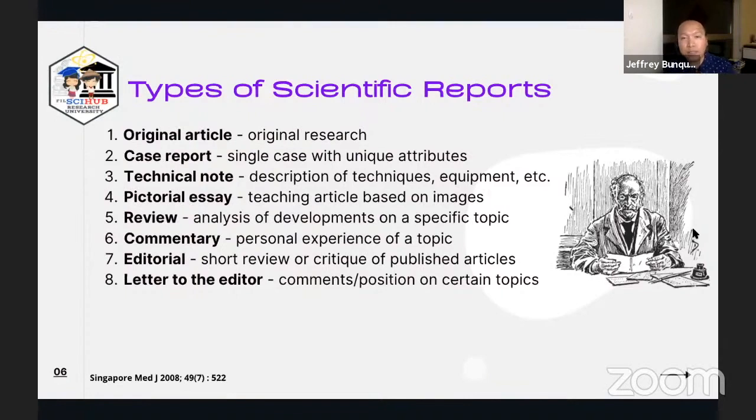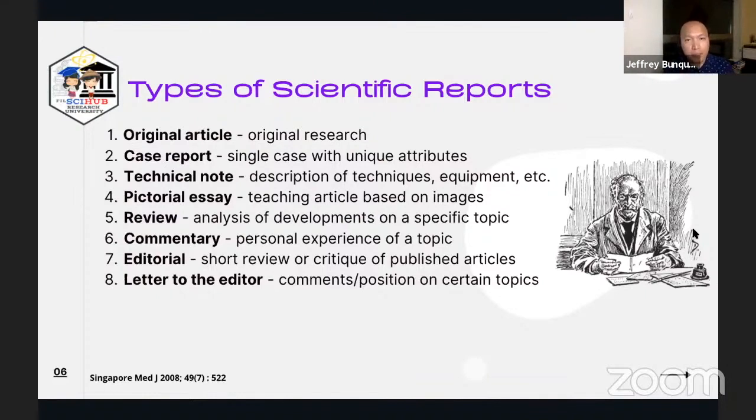Technical note naman po. So this is actually more of a description of a new technique. So paano ba mag-assay to detect malaria, or bagong equipment na magagamit para mag-scan ng mga buto. Typically, they actually write up technical notes.